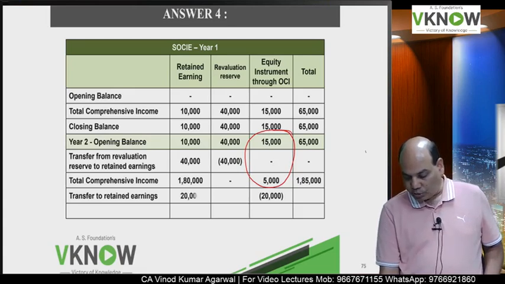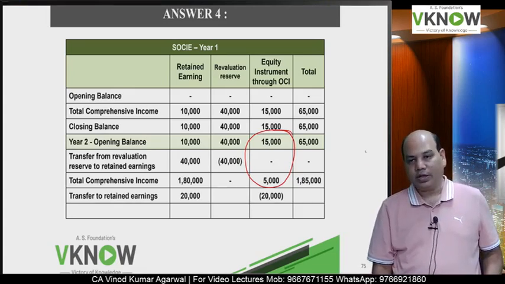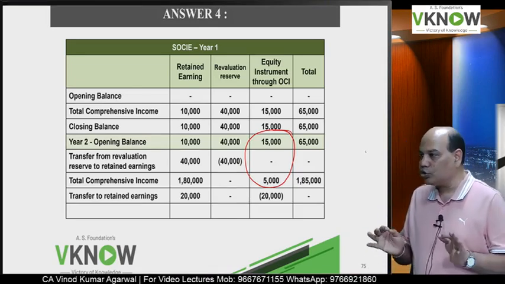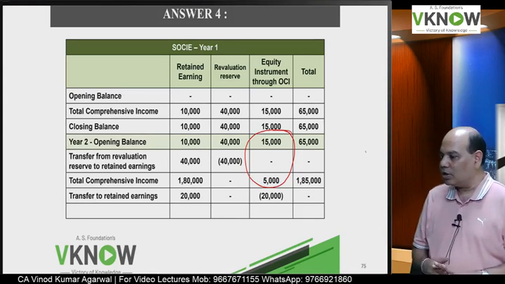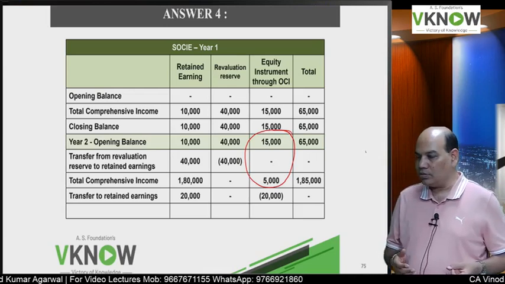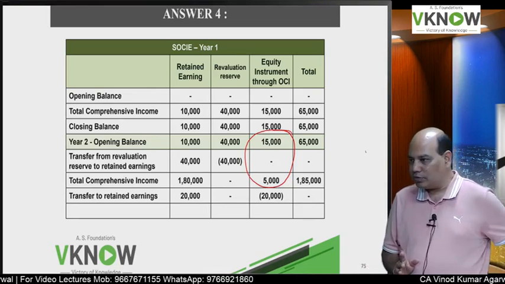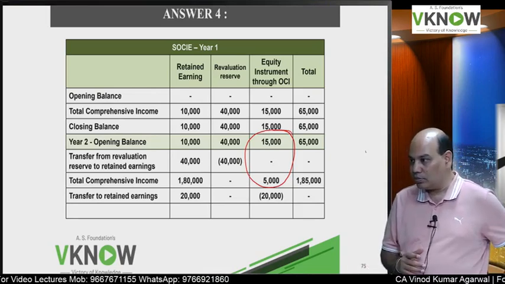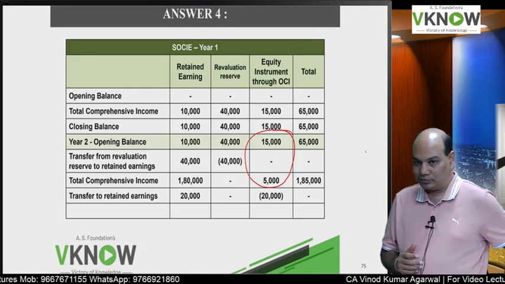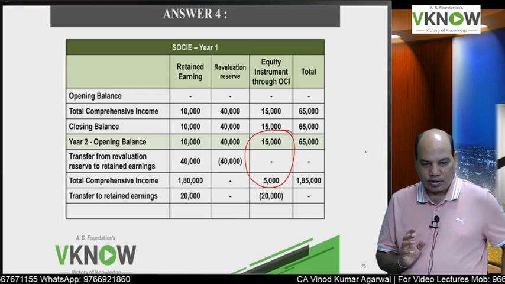So 20,000 you put minus in the OCI column, equity instrument, and 20,000 you add in retained earning. The standard does not tell you the name of the reserve to which you have to transfer. In India we have so many varieties of reserve: capital reserve, general reserve. But in foreign countries they don't have so many varieties of reserve. They don't understand also sometimes. Investment allowance reserve used to be there. Development rebate reserve. Now most of these have gone, but still some of them still exist.